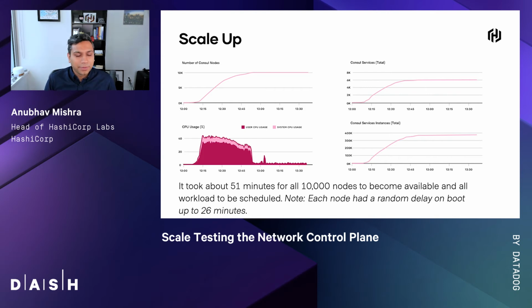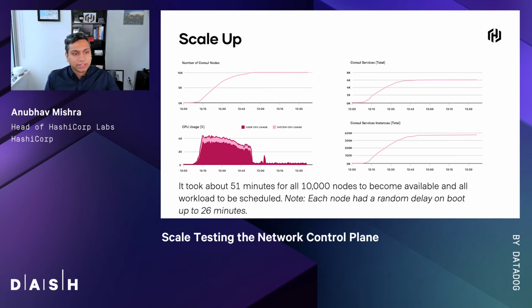All right, the scaling up side of things, pretty straightforward. Here's some of the graph that we generated from Datadog, and these are just prettified with the console color scheme here. So it took about 51 minutes to bring up all of the 10,000 nodes with all of the workloads scheduled on them. And this took a little bit of time just because of that random delay that I talked about, the delay that the nodes would choose from 0 to 26 minutes or so.